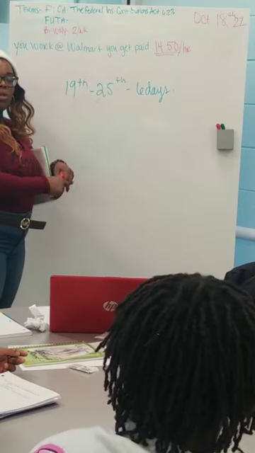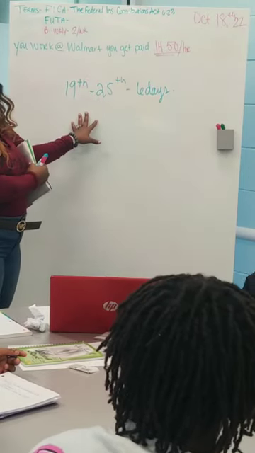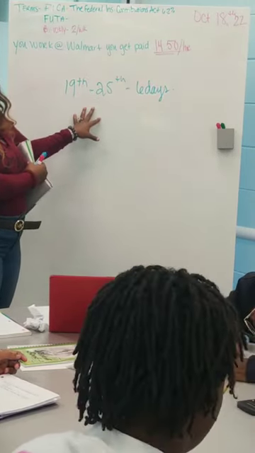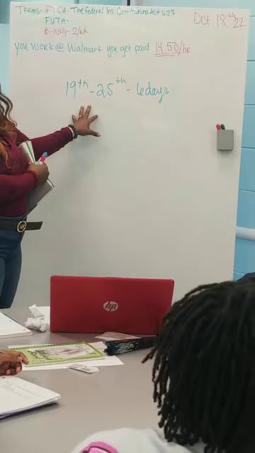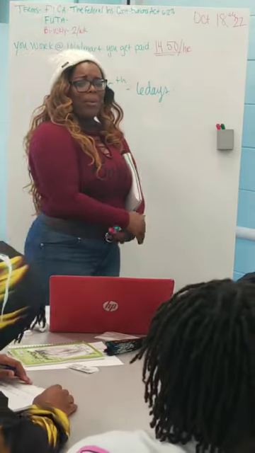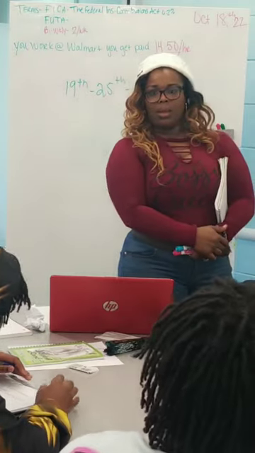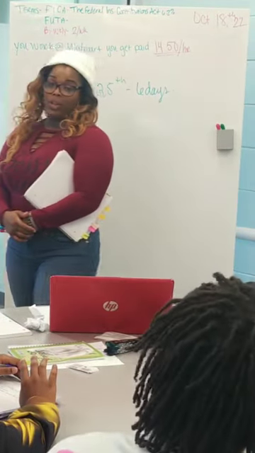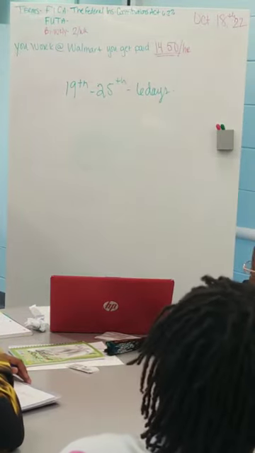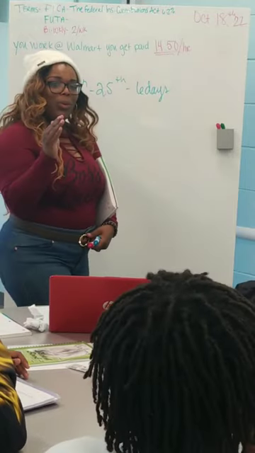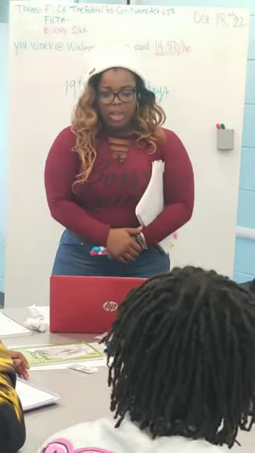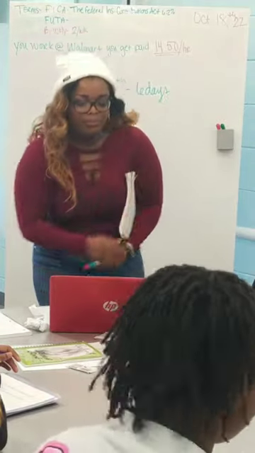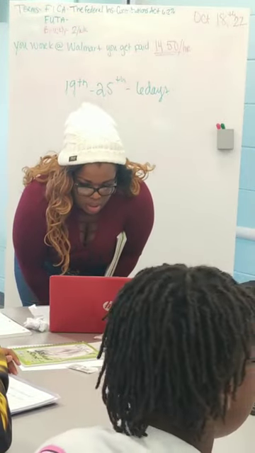You have to be able to look at your paycheck stub and understand what it's saying, because you don't want to get juked. Everybody say, "I don't play about my money." I hope you don't play about it, because if you play about your money, you will get cheated out of your money. You don't want to get cheated, right?